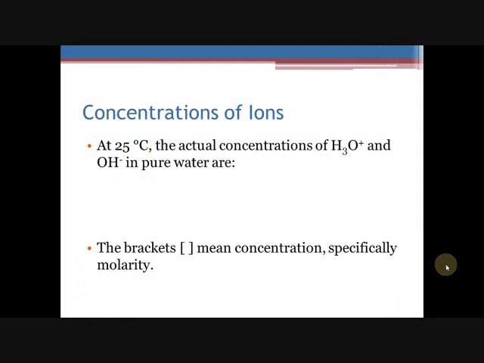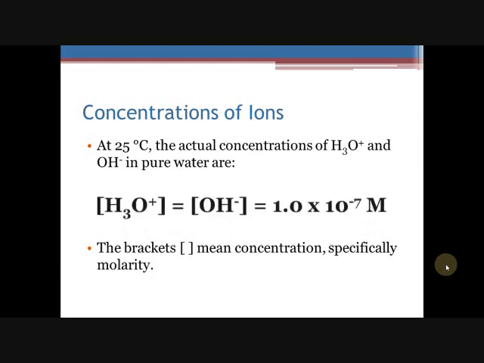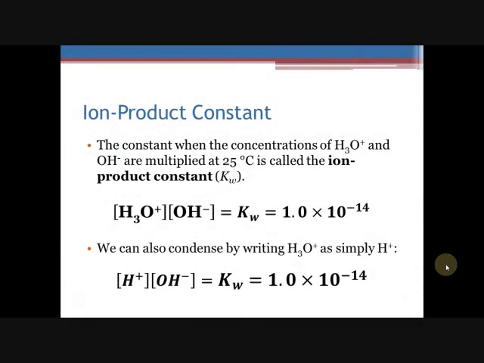So at 25 degrees Celsius, the actual concentrations of the hydronium and the hydroxide in pure water are equal to each other, and they're equal to 1 × 10⁻⁷ molar. Remember, the brackets mean concentration, just like they did in chapter 18. So that would mean that it's specifically talking about molarity here, moles over liters, okay? When we multiply the 2 together, we get Kw, which is the ion product constant. You just have to know that Kw is equal to 1 × 10⁻¹⁴, okay, when they're multiplied by each other.